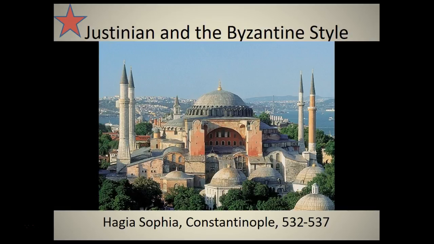The four minarets, which are right here, these are Islamic. So this was a later addition when the church was converted to a mosque. And the structure was commissioned by the Emperor Justinian, and it was built in 5 short years.